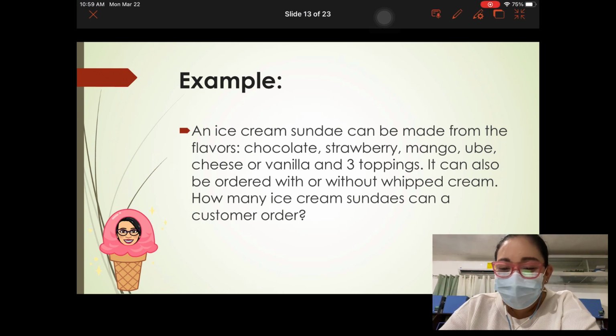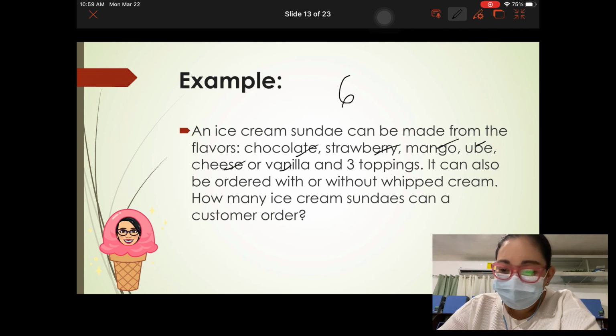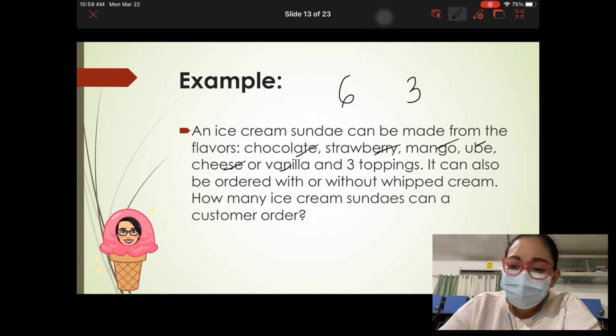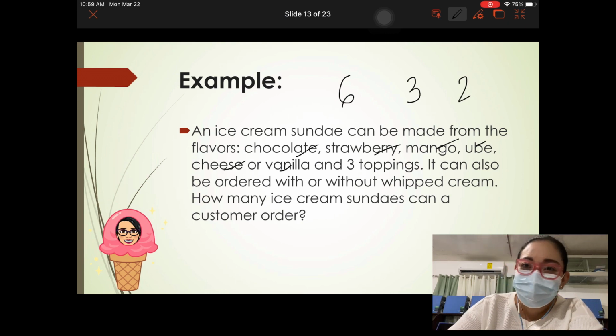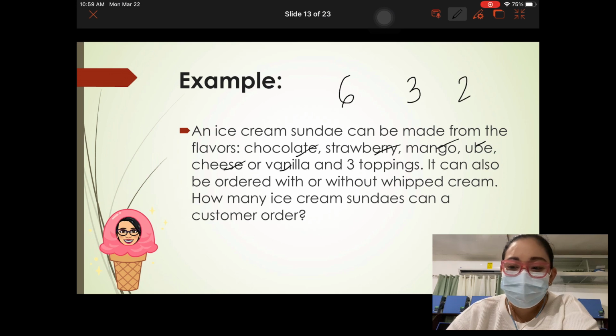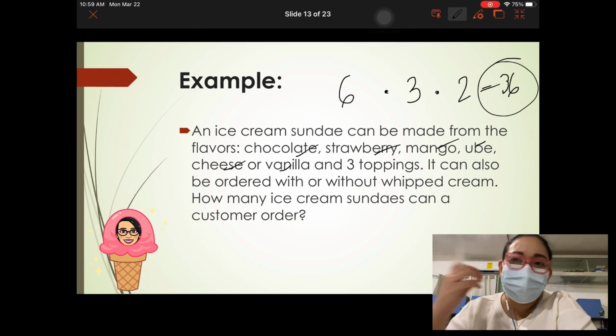An ice cream sundae can be made from the following flavors. You have chocolate, strawberry, mango, ube, cheese, or vanilla. So, how many choices do you have? 1, 2, 3, 4, 5, 6. 6 choices. And you have 3 toppings. And then, it can also be ordered with or without whipped cream. So that's 2 choices. So according to our fundamental counting principle, how many ice cream sundaes can a customer order, or in how many ways can you mix and match these 3 things? So all we have to do is multiply these 3 numbers. So you have a total of 36 possible answers. Okay?